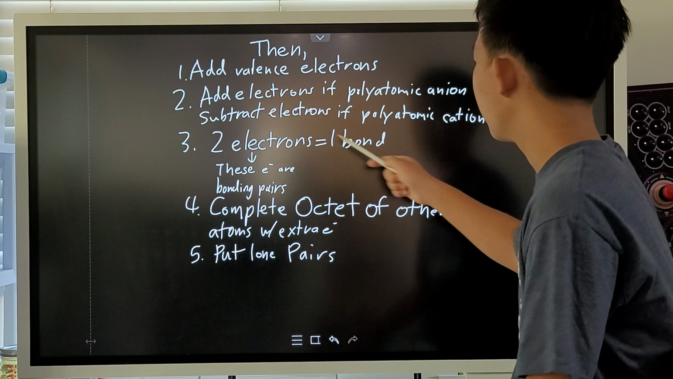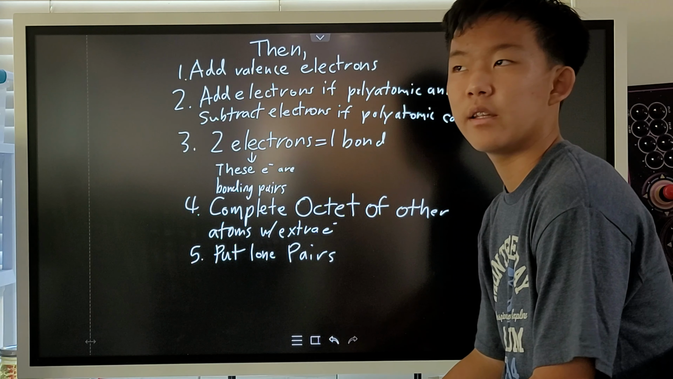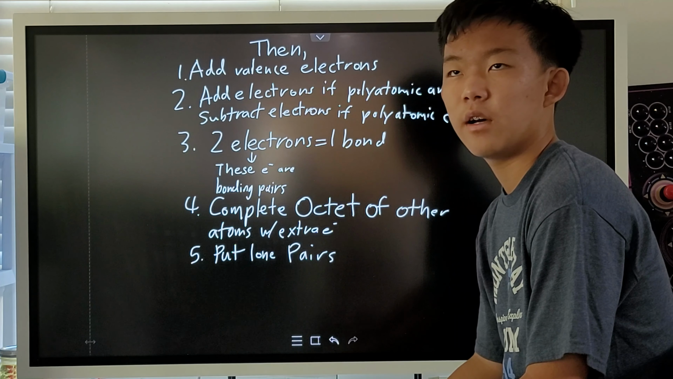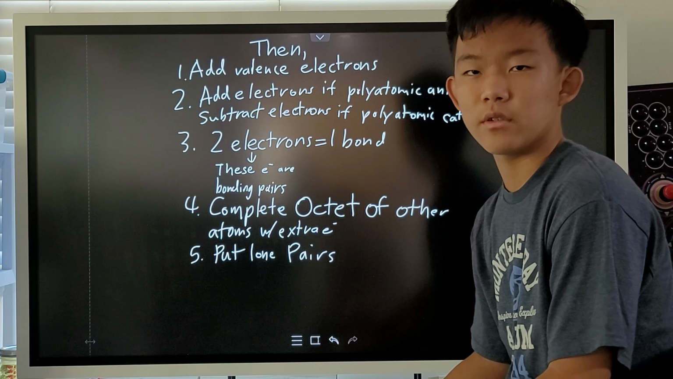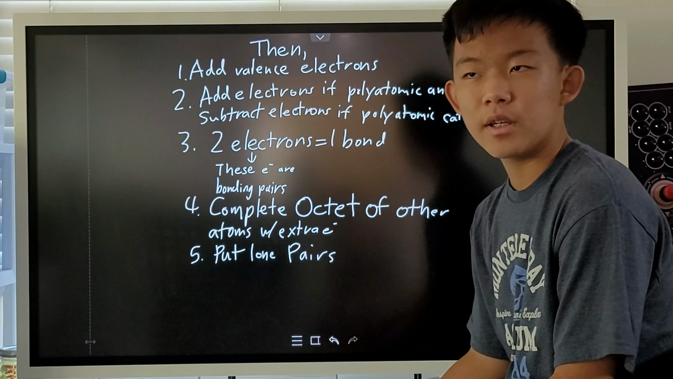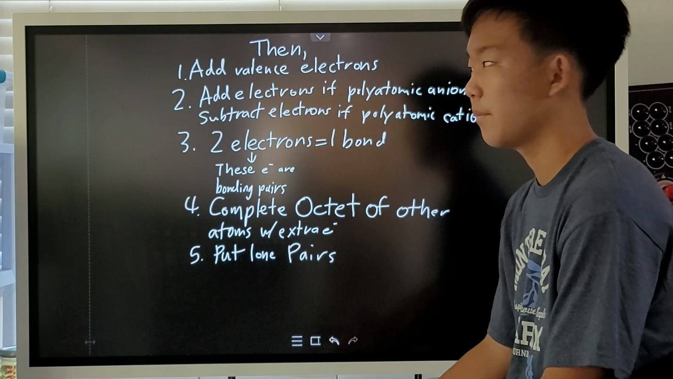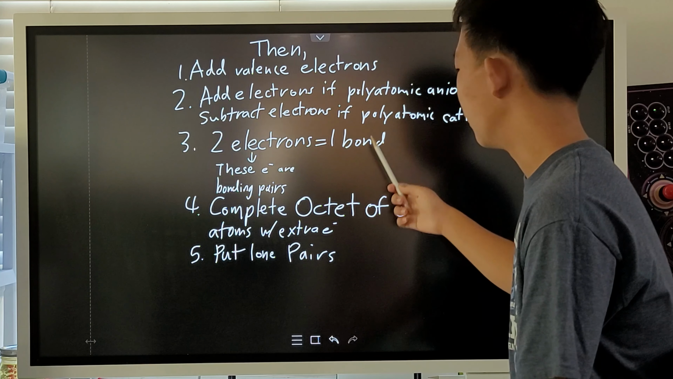Same for cation. You subtract the electrons. So let's say an ammonium. In ammonium, nitrogen is 5, and each hydrogen has 1. So there will be a total of 9 theoretically, but because its charge is +1, it'll only have 8 valence electrons. Number 3, 2 electrons are 1 bond.